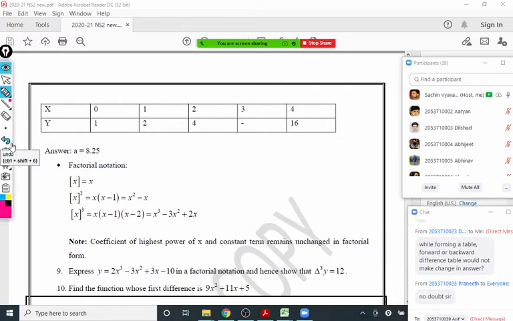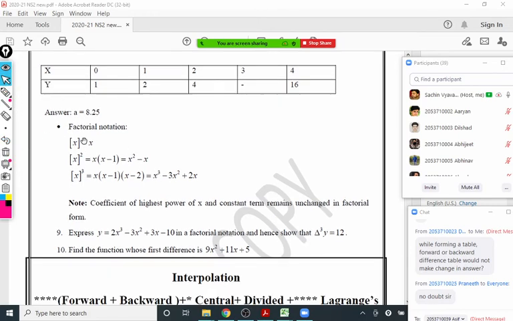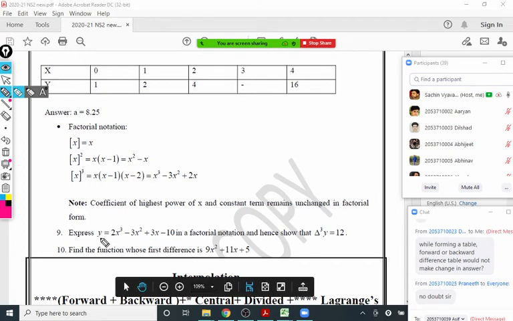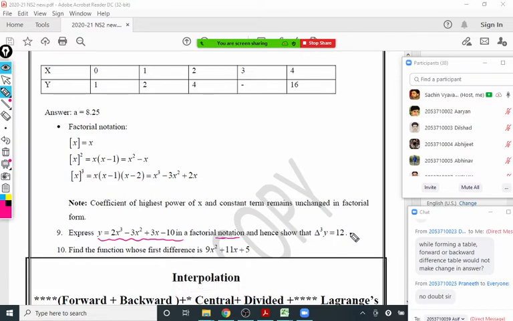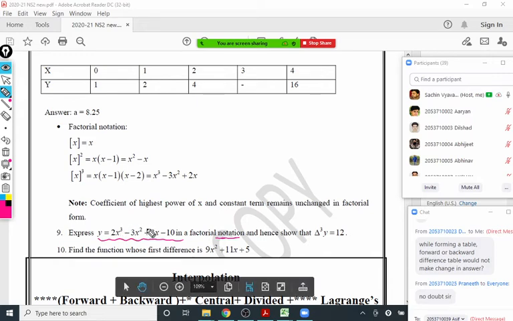Now we'll come to the question. The questions are like this. We have to express 2x cube minus 3x square plus 3x minus 10 in the factorial notation first, and then we have to find the third difference. Remember, when we convert the function into factorial form, the difference is nothing but the derivative of the function. We'll come to that. So let me write this function in factorial form.